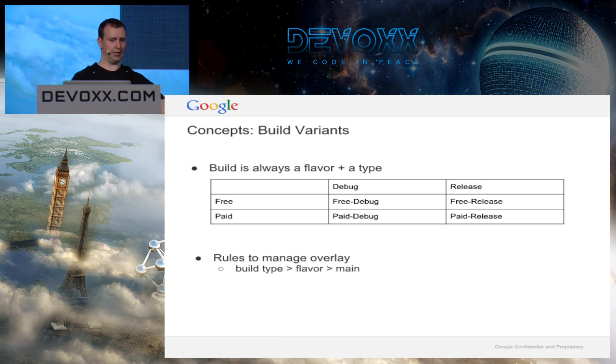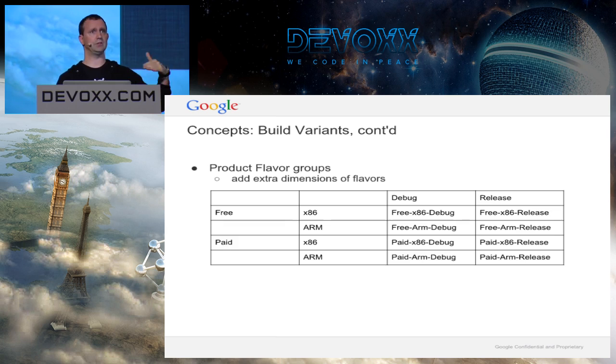And those two concepts are very different. So what you end up with is build variants. If you want to build an app, you're going to generate something based on the flavor and the build type. So here, if you have free and paid, and debug and release, you'll actually have four different APKs. And we have some rules to deal with resources, which resource is actually used.